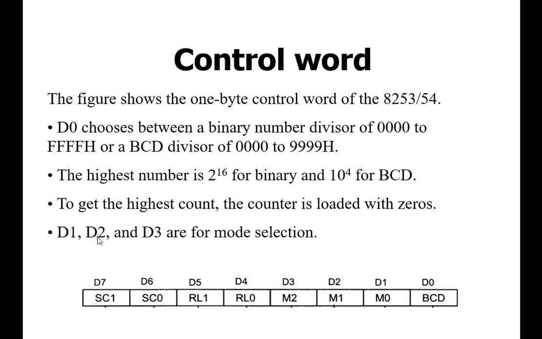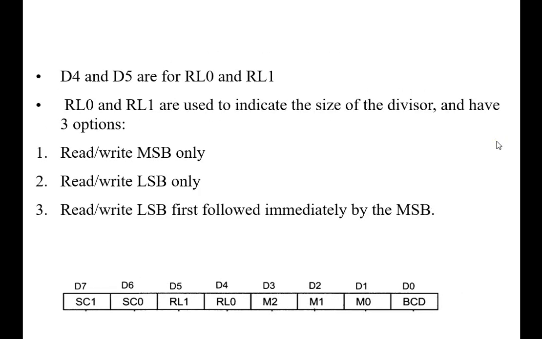D1, D2 and D3 are for the mode selection. The control word is very important from the exam point of view, so take a snapshot of this. D4 and D5 are for the read-write logic, and there are 3 logics: read LSB, read MSB, and LSB first and MSB second.